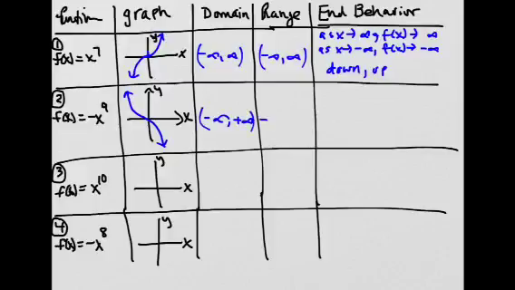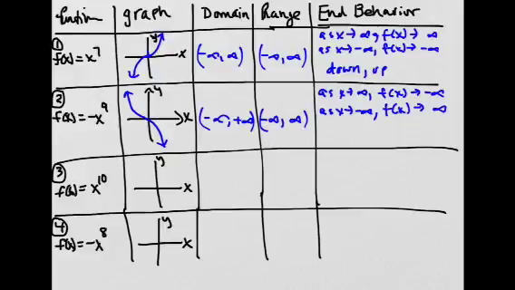And the range is all reals because, again, there's no gaps. It goes top to bottom, no gaps, so it covers all the y's. And then the end behavior, as x goes to infinity, f of x goes to negative infinity, so that means that on the right side it goes down. And as x goes to the left, smaller and smaller, f of x goes up. Okay, you can see that here on the left side it goes up, on the right side it comes down.